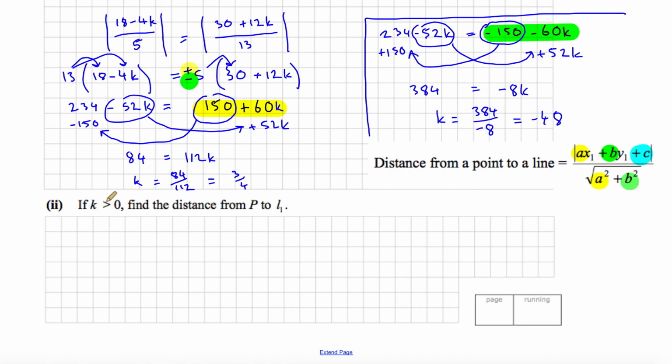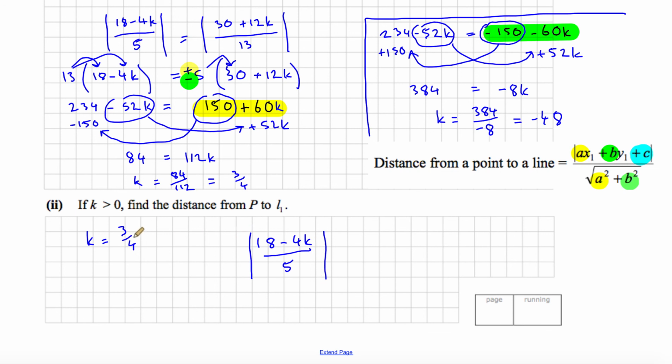Part 2, if k is greater than 0, find the distance from P to L1. Okay, well if k is greater than 0, it's this value of k, 3/4. So k is 3/4 if we're taking the positive value of k as it states. And the distance from P to L1, if you remember, was the modulus of 18 minus 4k all over 5.